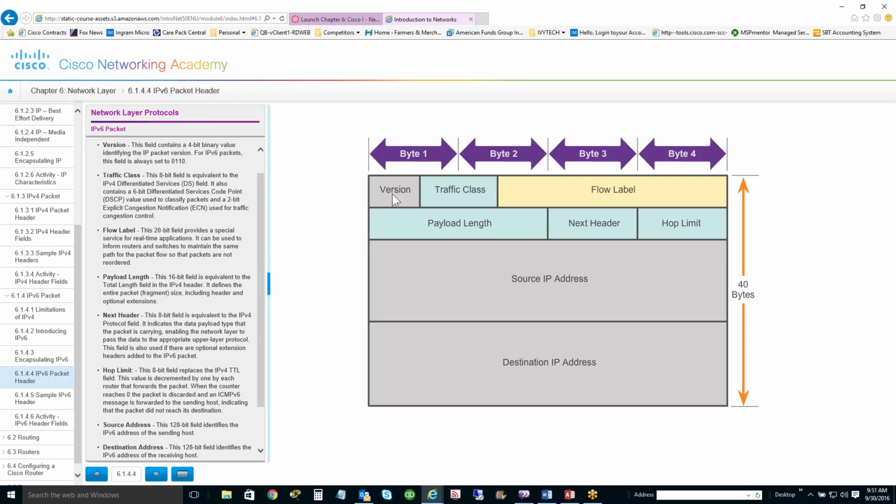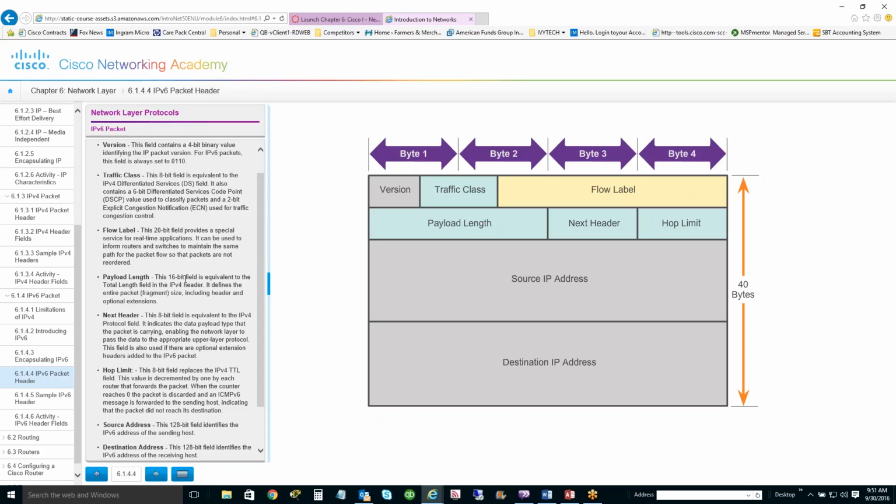So some of the fields: the version is a little bit different. It's 0110 instead of, what did I say it was for IP version 4, 0100. And the traffic class has replaced the DS field that's used for quality of service. There is a flow label field that is a special service for real-time applications. It can be used to inform routers and switches to maintain the same path for a packet flow so the packets aren't reordered. So this is some higher level quality of service tagging that can be done.